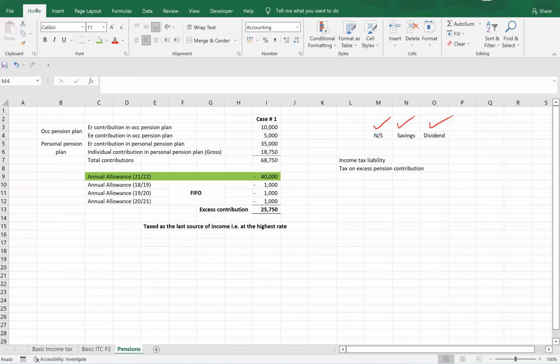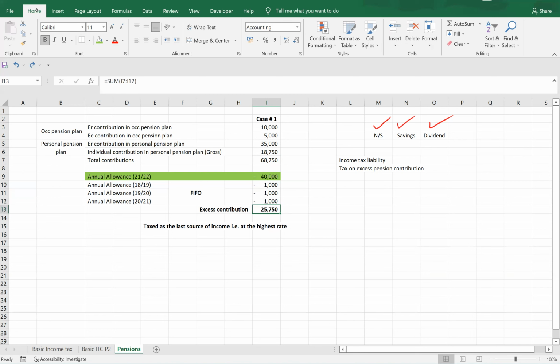Now remember, it's not always the case that you'll have an excess. For example, let's say you had enough annual allowance to cater, let's say you had 20,000 available from this, you had 5,000 or let's say 15,000 available from this, and you don't even need this, right? Obviously, you cannot have a negative excess contribution. The excess contribution becomes zero. In that case, you won't have any excess pension contribution tax. But if it's a positive figure, you will tax it.